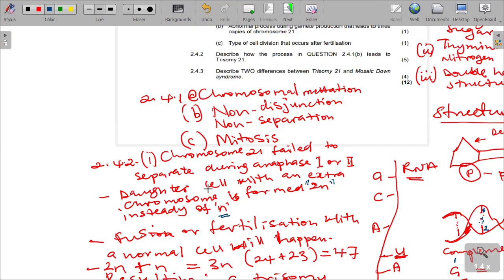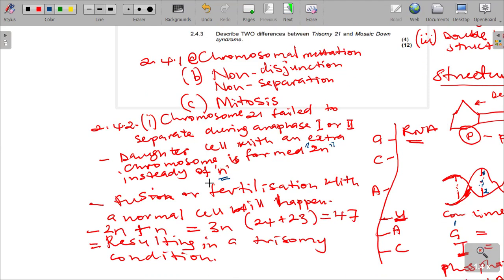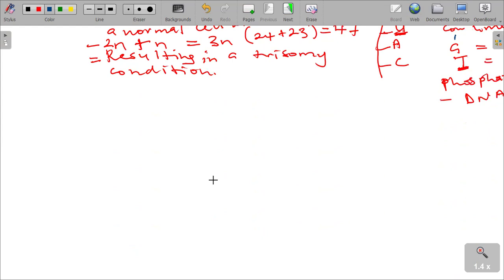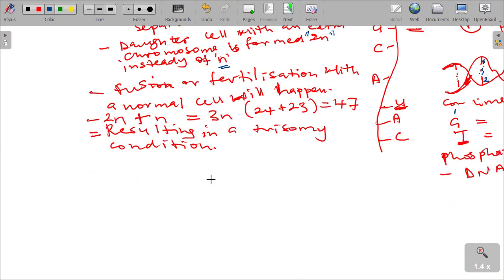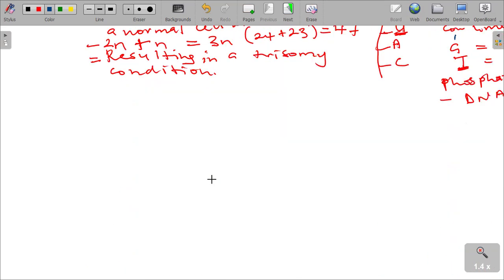And the next question is saying, describe two differences between trisomy 21 and Mosaic Down syndrome. Question 2.43, describe two differences between trisomy 21 and Mosaic syndrome. What are the differences that are there?